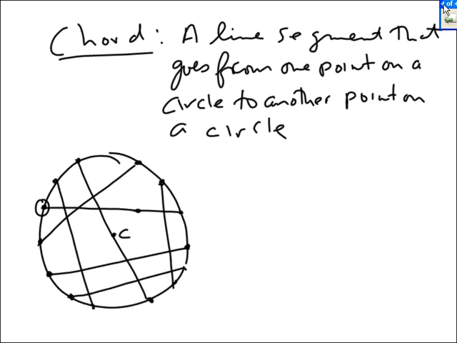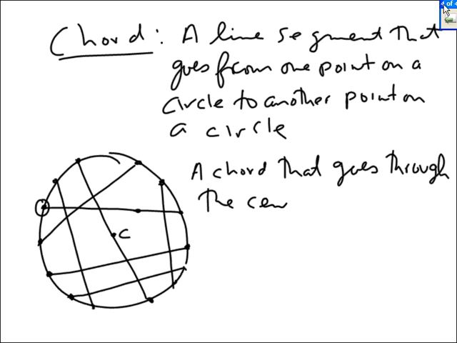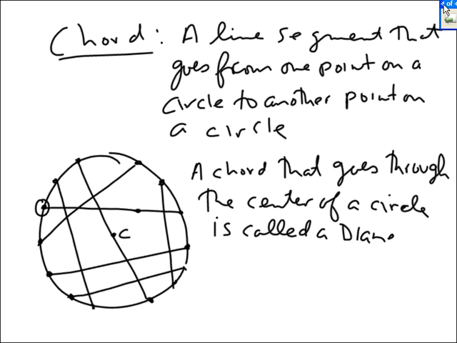There's a special name for the chord that goes through the center. A chord that goes through the center of a circle is called a diameter. Any line segment that originates on one point of a circle, ends at another point on the circle, and crosses the center is a diameter. It's a chord that crosses the center. That's the definition of a circle. Sorry, of a chord.